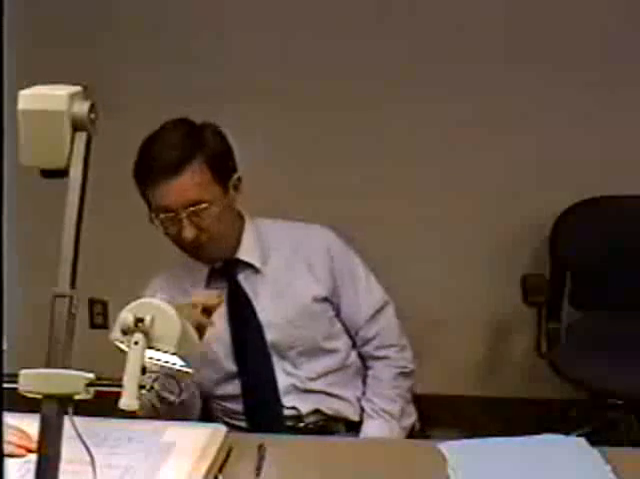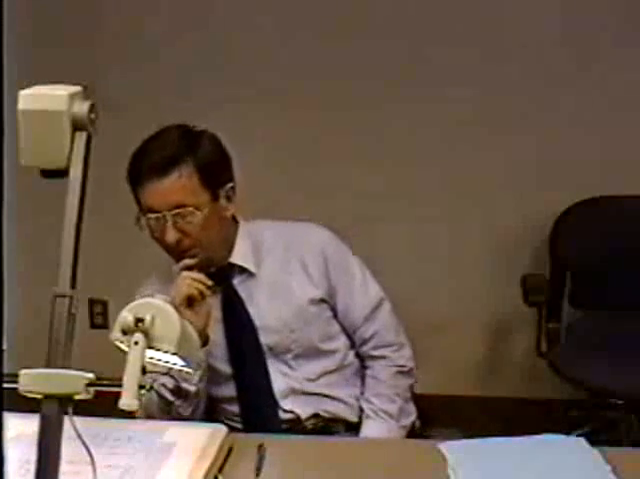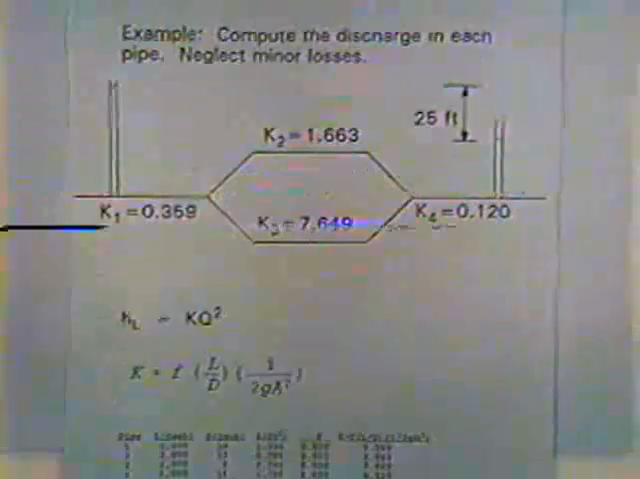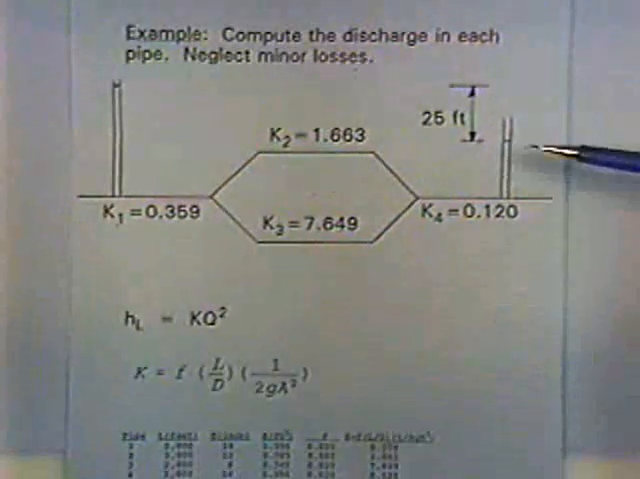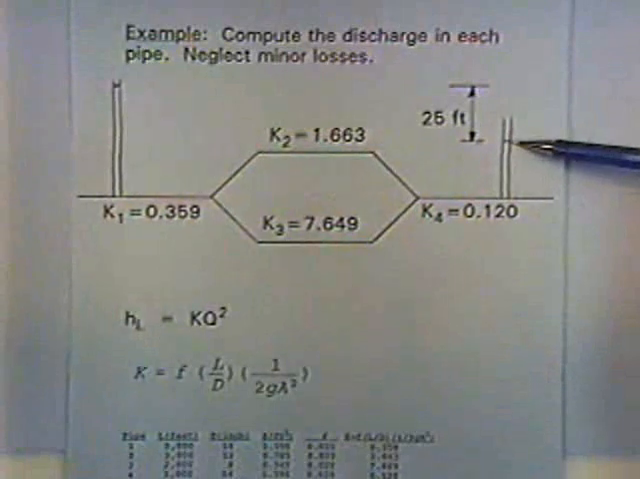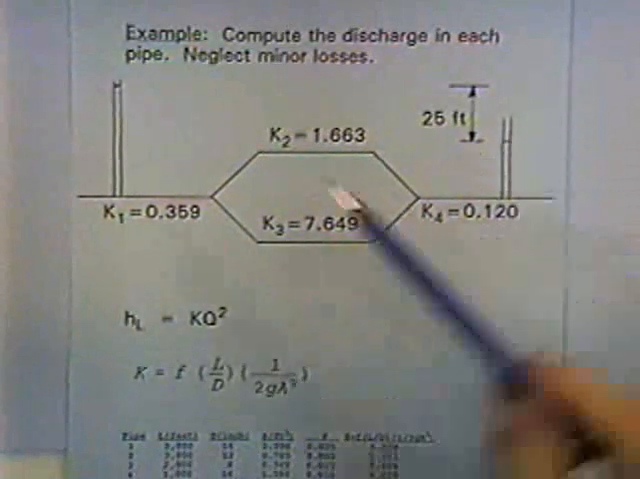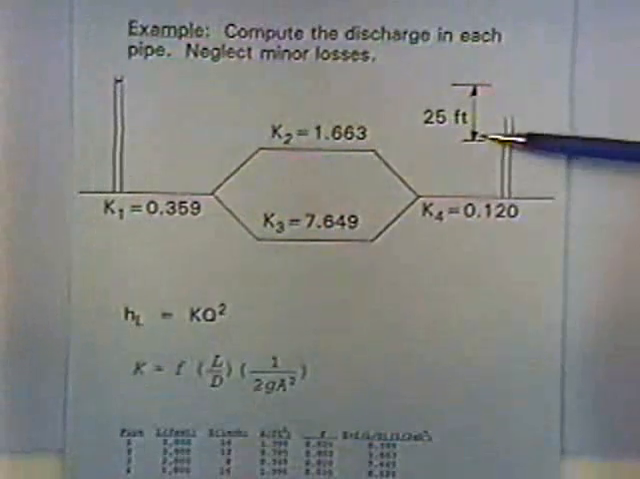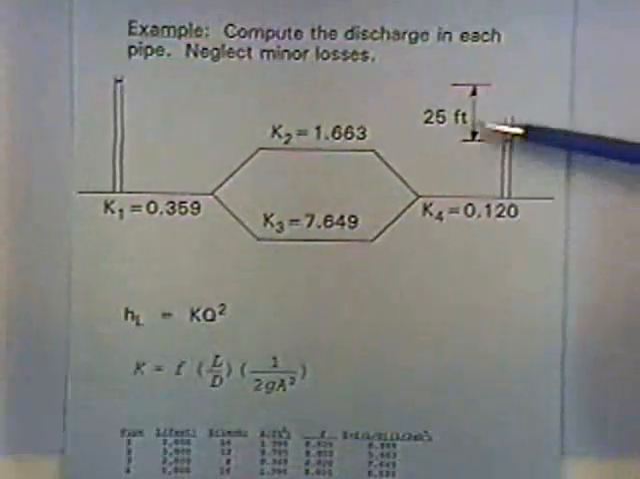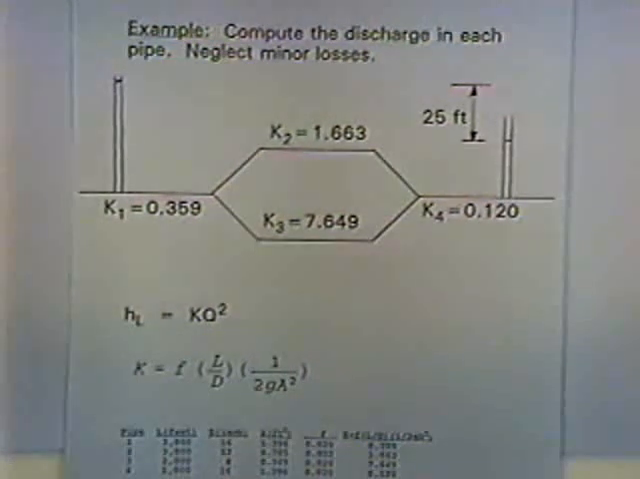And so there's two more. This is the second of the three, in which we've got two pipes in parallel. This is just a little piezometers. This is how high the water would rise in a piezometer, and it is just saying that the difference in head between those two locations is 25 feet.